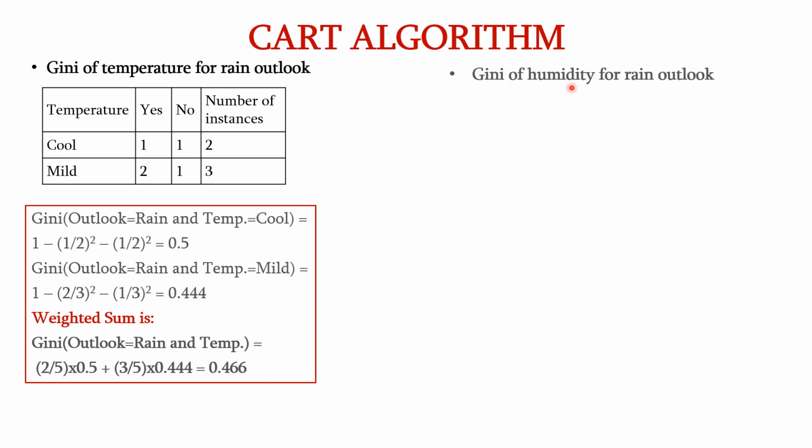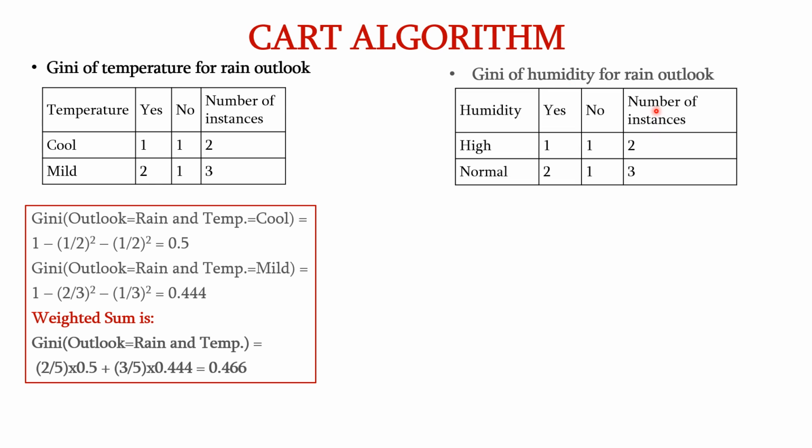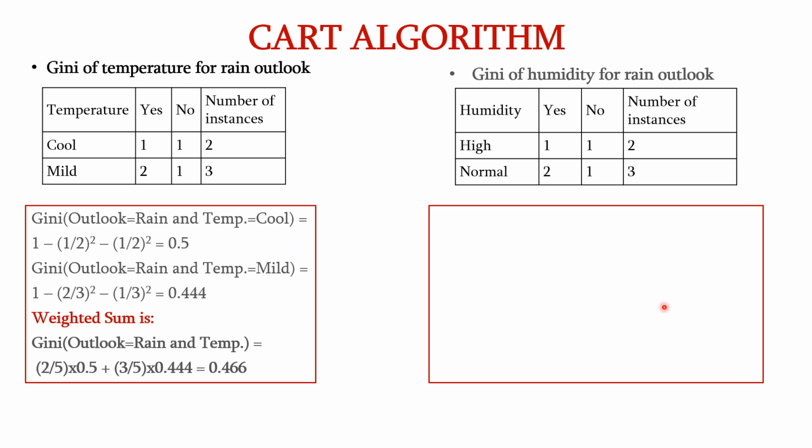Next, let us consider the humidity feature for rainy outlook and find the Gini index. For the humidity feature we have two values, high and normal. For high, the total number of instances is 2, the number of yes is 1 and the number of no is 1. For normal, the total number of instances is 3, for yes it is 2 and for no it is 1. So now we will calculate the Gini index for each.